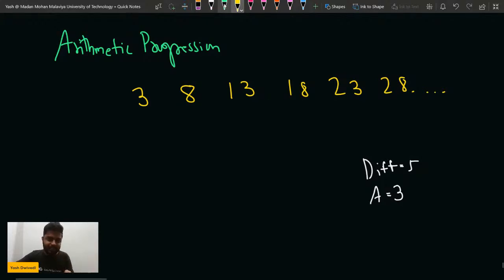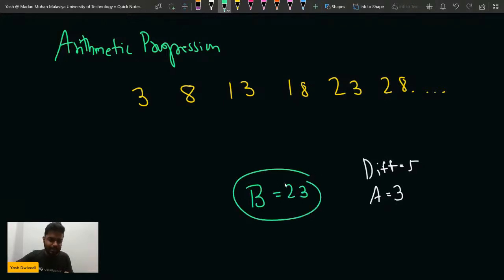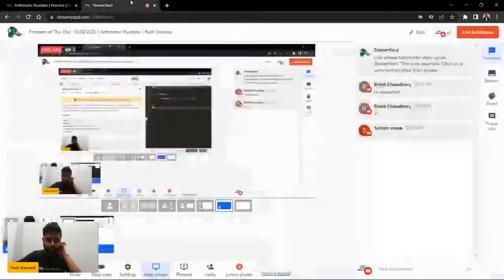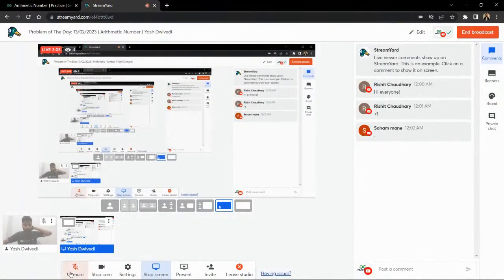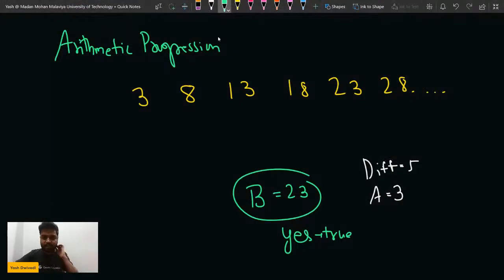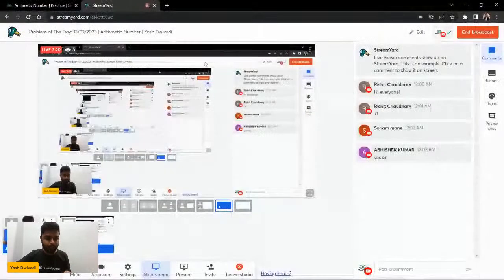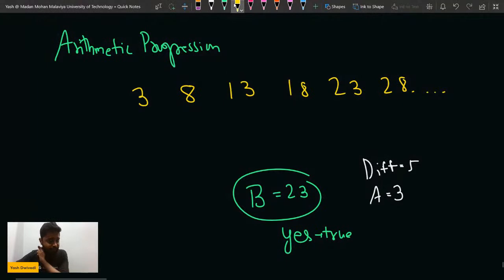So let us say that if we have been given a particular value, let's say if somebody asks me whether the term b is equal to 23 exists in this AP or not, please tell me, does it exist? Yes, it does exist, right? So in that case I will return a true for this case. Is that clear, guys? In such a scenario, we are going to return a true. In such a scenario, we'll simply return true here, right? If we have b is equal to 23, then we will say that okay, yes, it is present, so we'll return true.